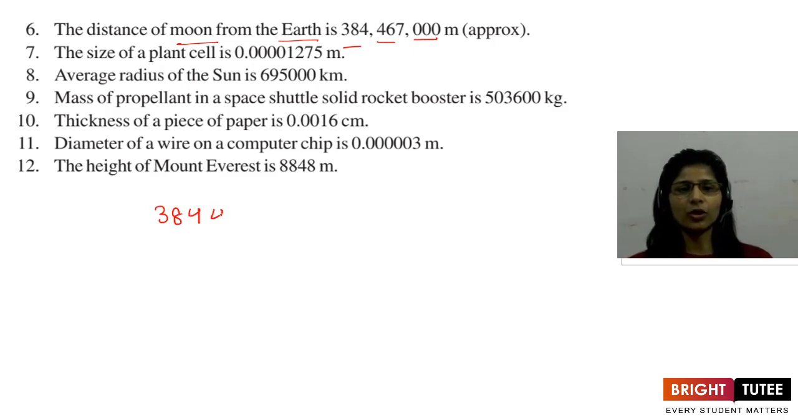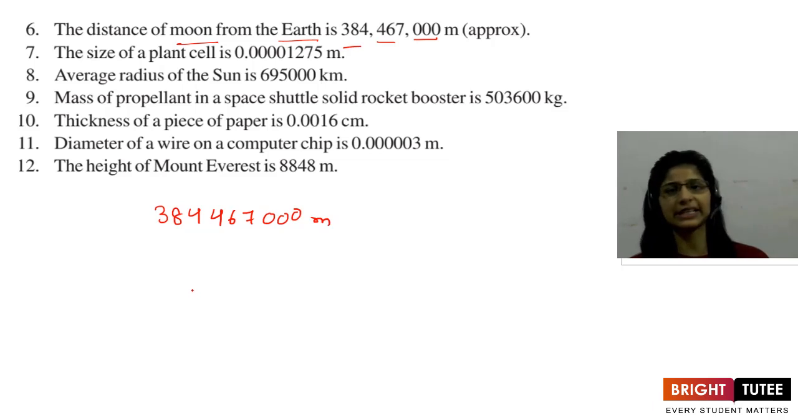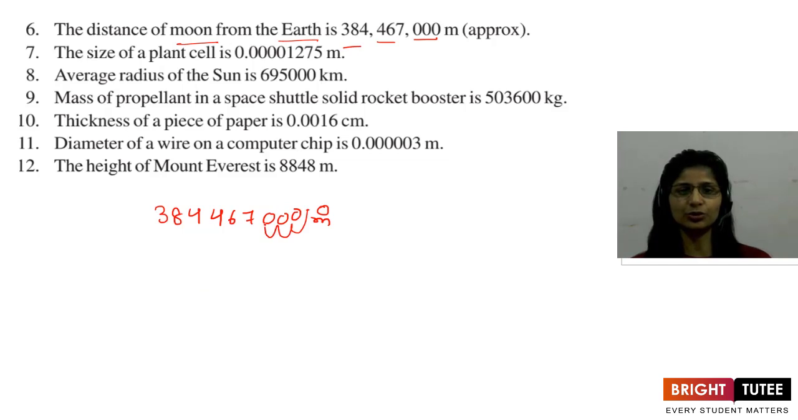384,467,000 meters approximately it is given to us. So see, it is difficult to read some numbers like this. So just to see, suppose after this there is a decimal place. Shift this decimal 1, 2, 3, 4, 5, 6, 7, 8.